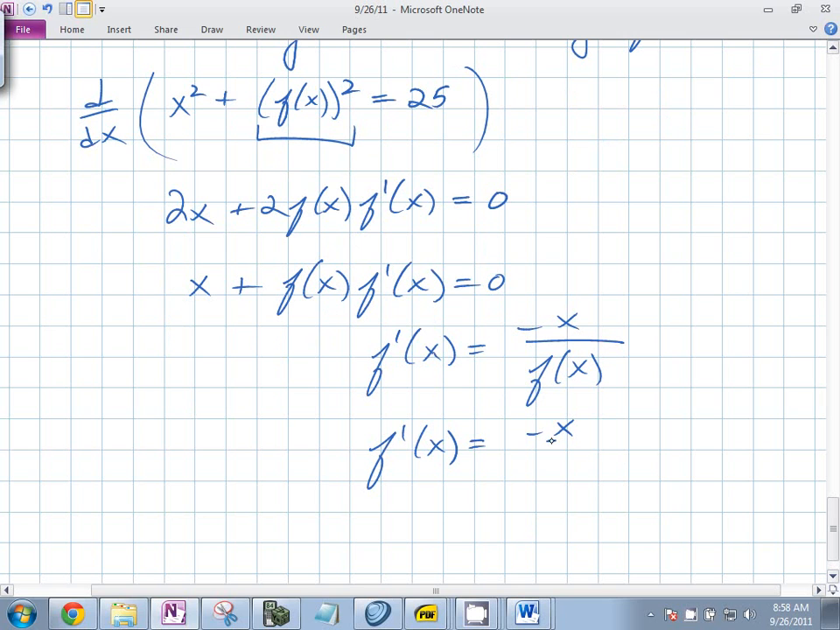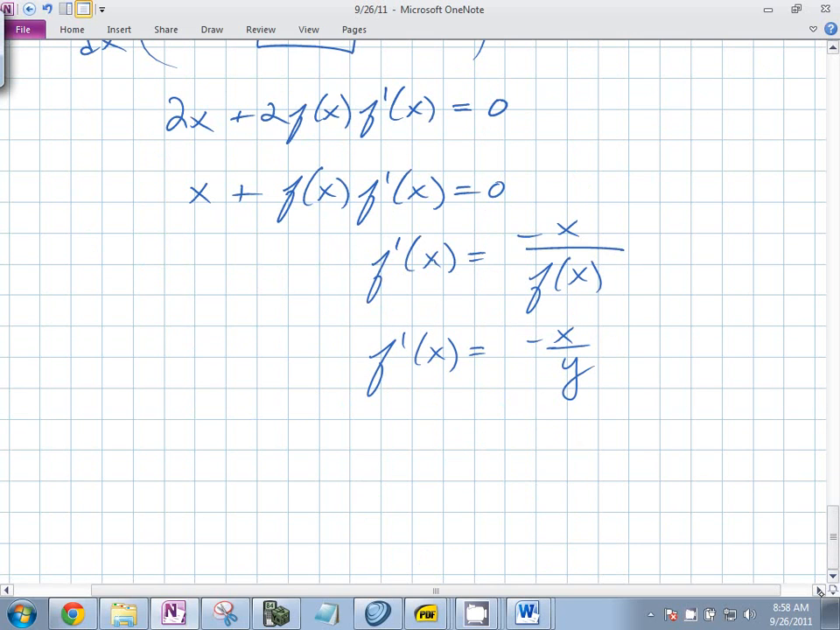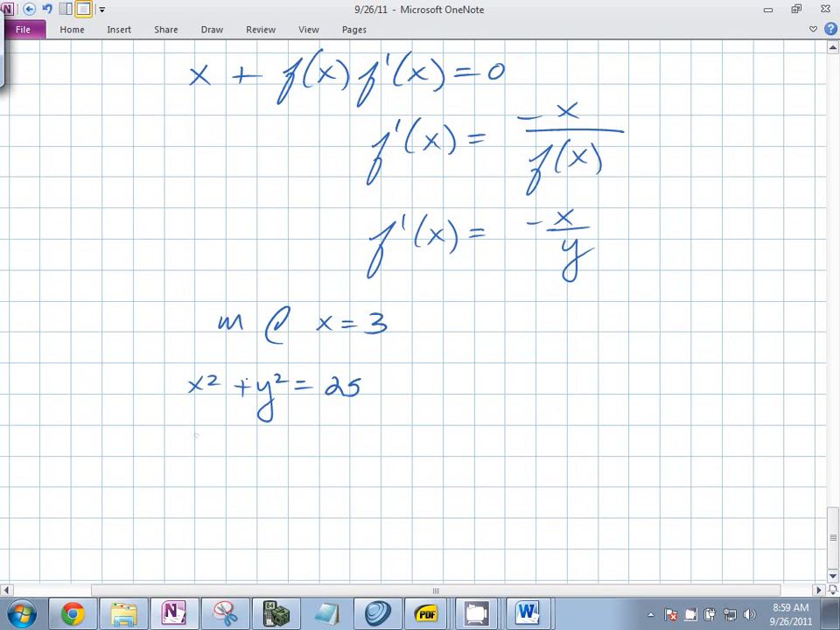So we wanted the slope at x equals 3. To find the slope at x equals 3, what do we also need? Y when x is 3. We know that x squared plus y squared is equal to 25. So when x is 3, 9 plus y squared is equal to 25. Y equals plus or minus 4.